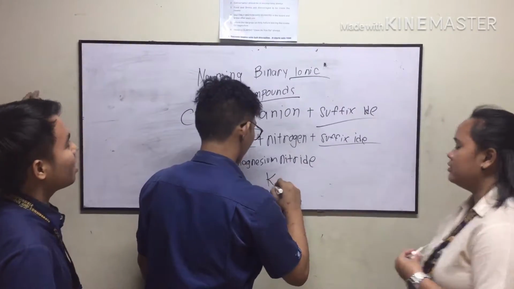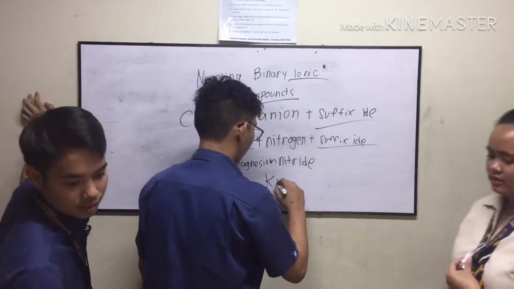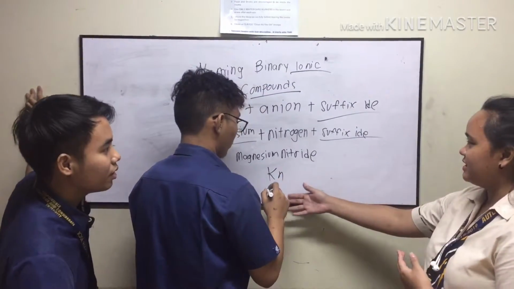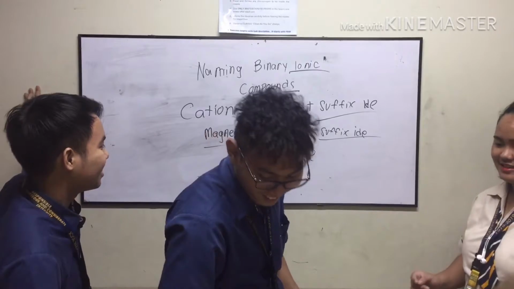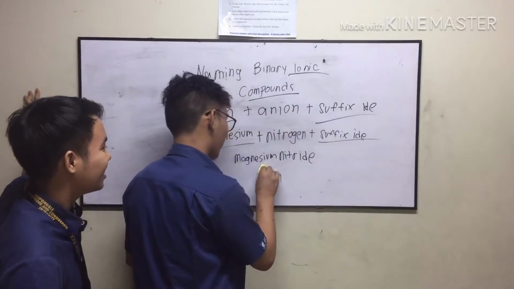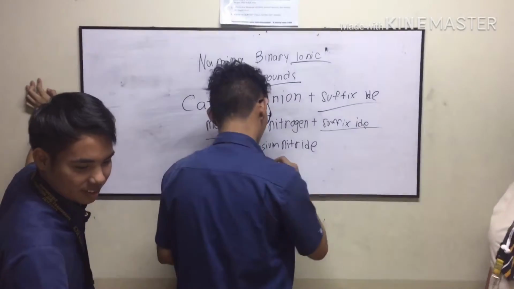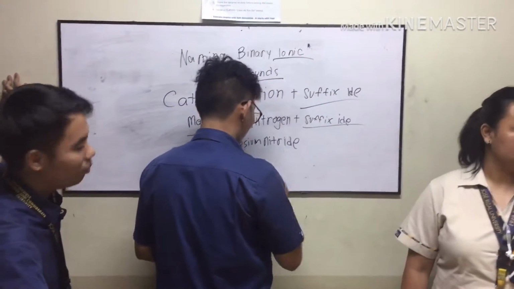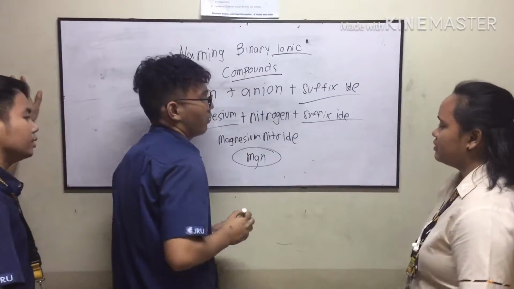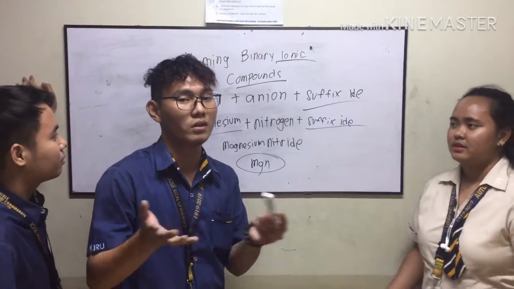So magnesium is K, right? No, it's Mg. Sorry. Potassium is K. Mg and N make magnesium nitride. So that's so easy, guys.